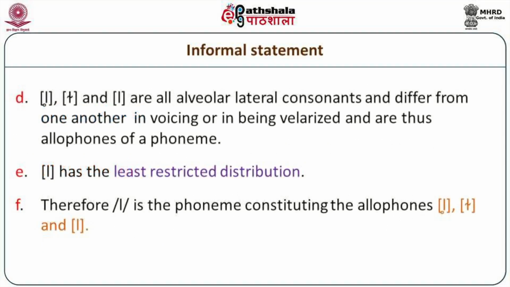The aspirated L, the velarized L, and the clear alveolar L are all alveolar lateral consonants and differ from one another in voicing or in being velarized and are thus allophones of a phoneme. L has the least restricted distribution. Therefore, L is the phoneme constituting the allophones H, O, and L itself. That is the first informal statement we make about sounds in complementary distribution.